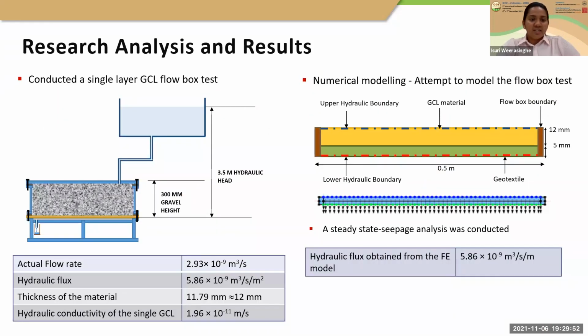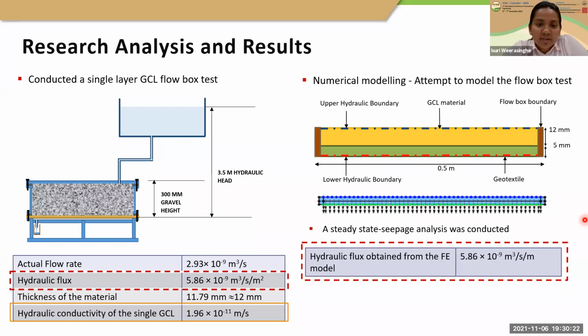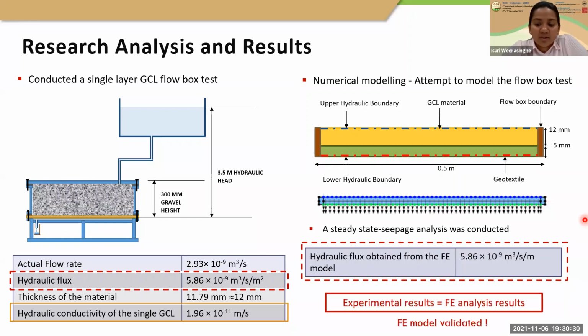For the single layer GCL, we conducted a flow box test, and we obtained the hydraulic flux and the thickness of the material and calculated the hydraulic conductivity passing through the single GCL. We developed a numerical model to replicate the flow box test using similar boundary conditions, and we used the hydraulic conductivity of the single GCL as the input material parameter for this model. The hydraulic flux obtained by the FE model was exactly the same as the hydraulic flux obtained from the flow box apparatus, validating the fact that this model could be used for further work.